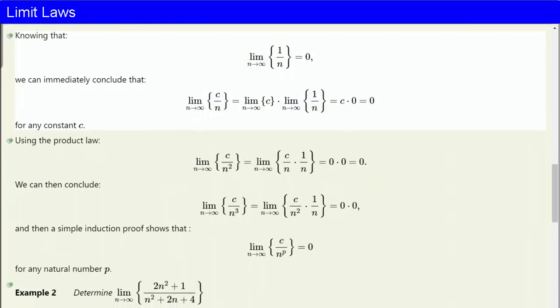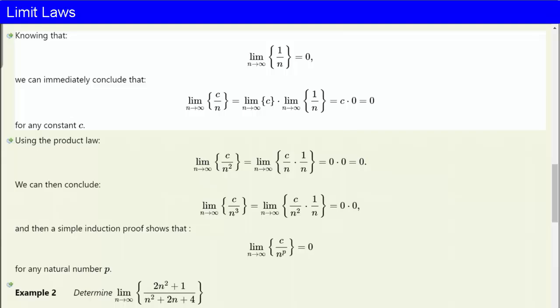These laws give us a powerful tool for building up a portfolio of known limits. For example, knowing that the limit as n tends to infinity of 1 over n is 0, we can immediately conclude that the limit as n tends to infinity of c over n for any constant c is equal to the product of two limits, namely the limit as n tends to infinity of the constant sequence c, every term in the sequence is c, multiplied by the limit as n tends to infinity of the sequence 1 over n.